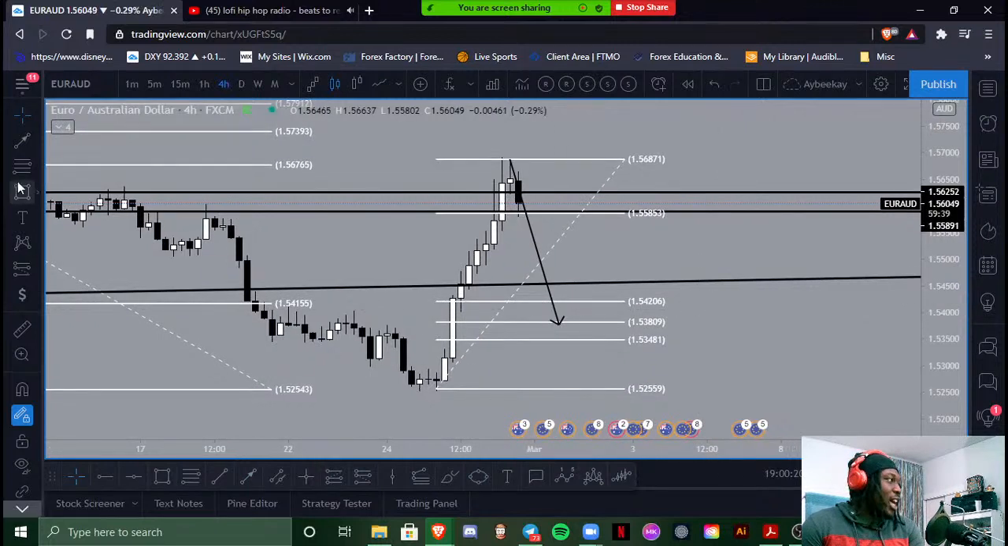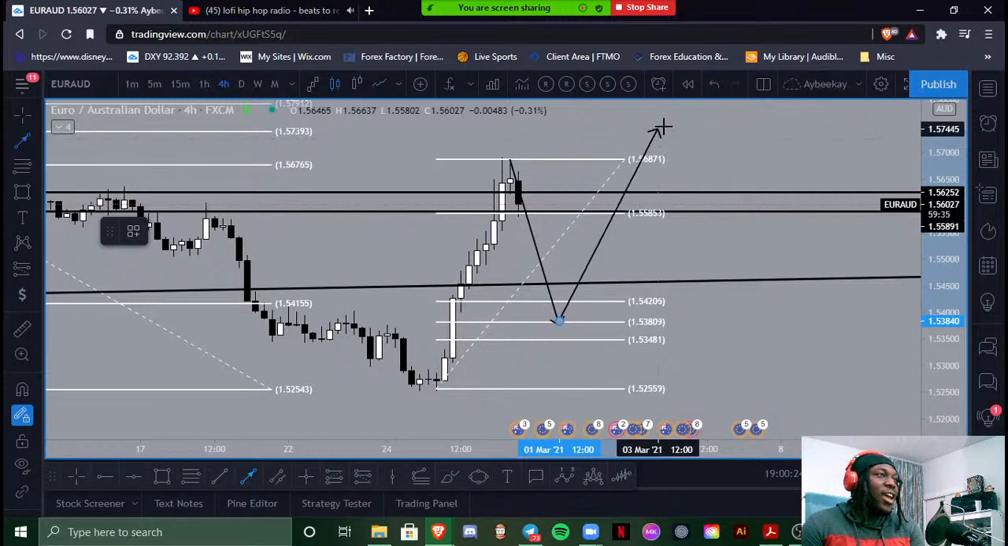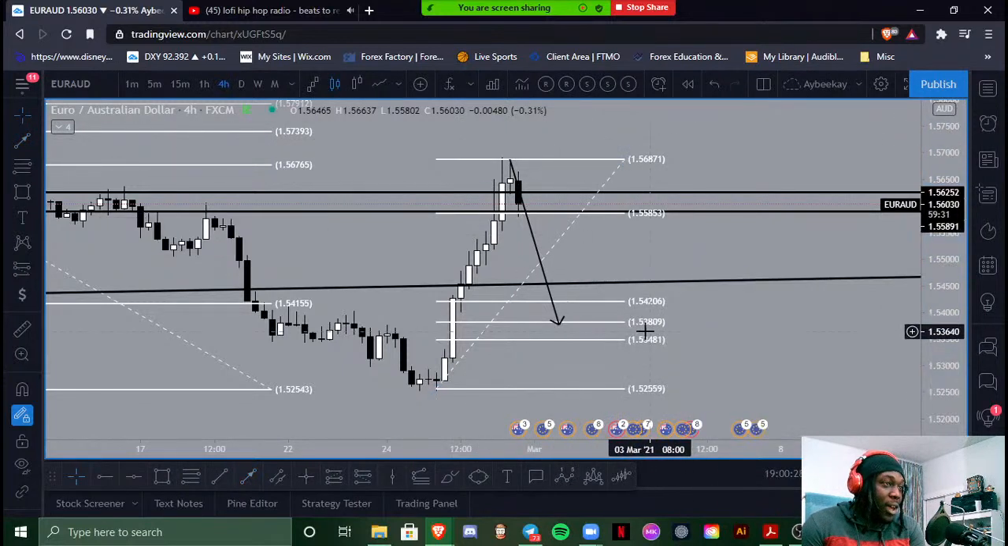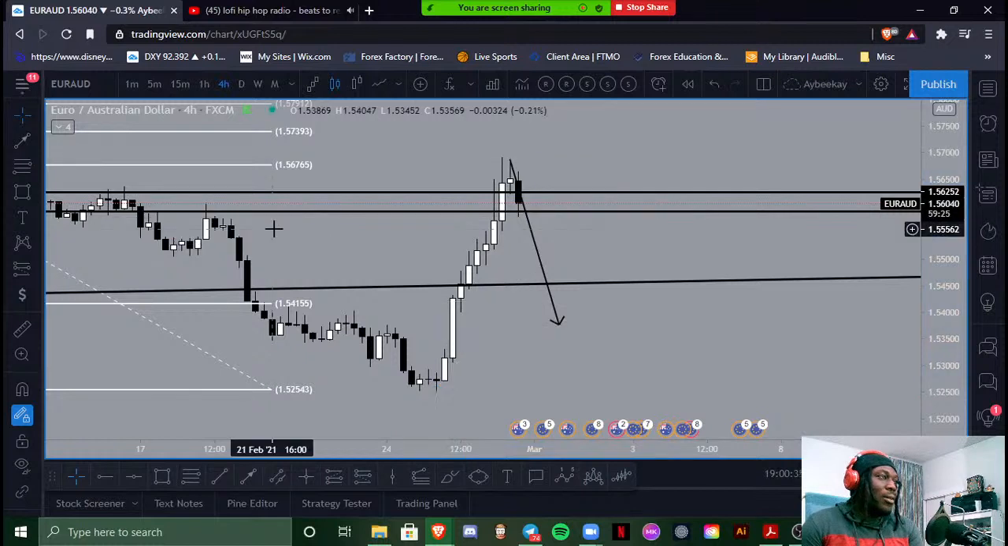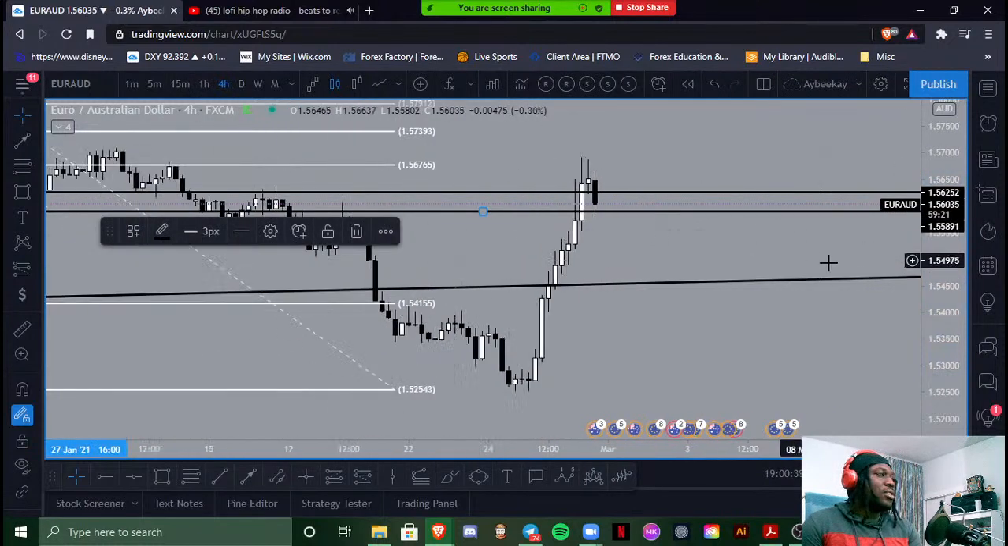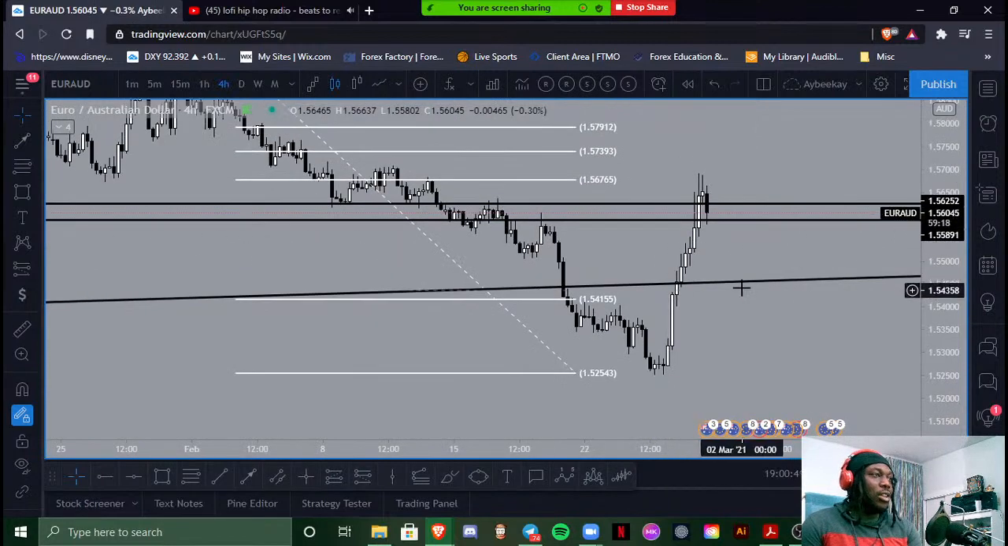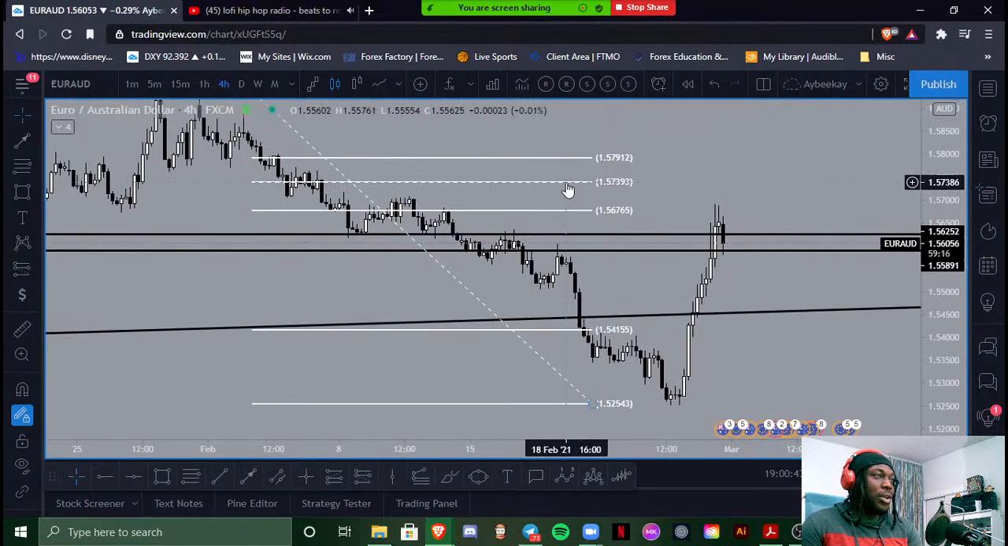if I'm looking for buys, I would need price to push down back to 1.53809 and then continuation. But if price does come back to 1.53809, I'll start to be skeptical. I'll be like, okay, this might not be going for a buy. This might be going for a sell. So gonna wait and see what happens overall with EA. I like how it looks. 1.57393 is definitely a place of interest for me to take a look at for sells.